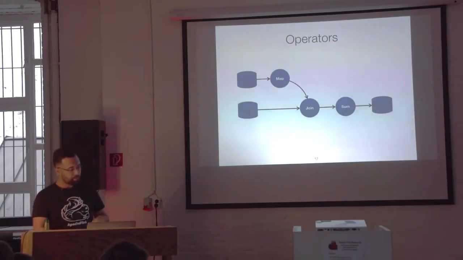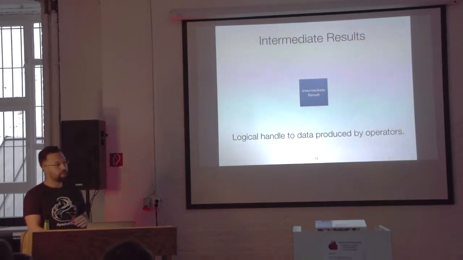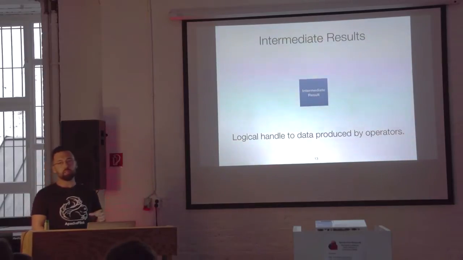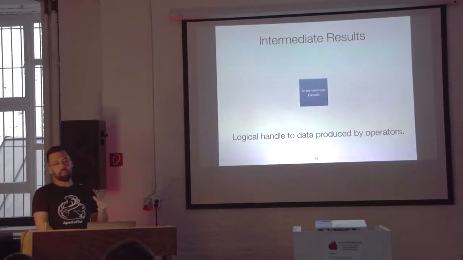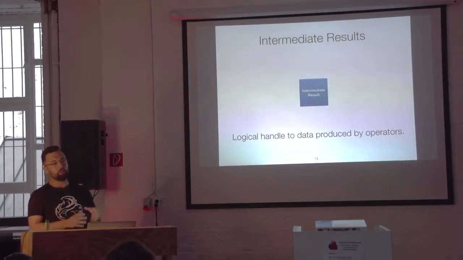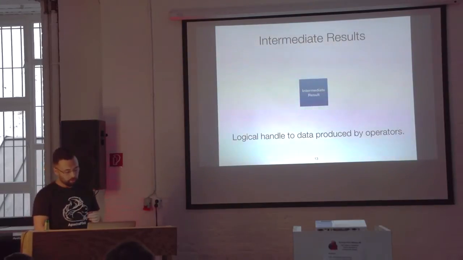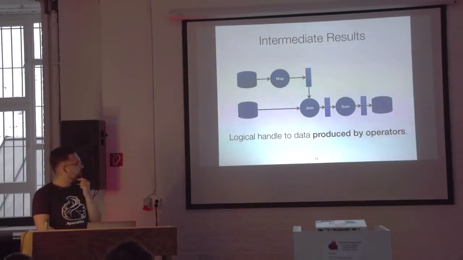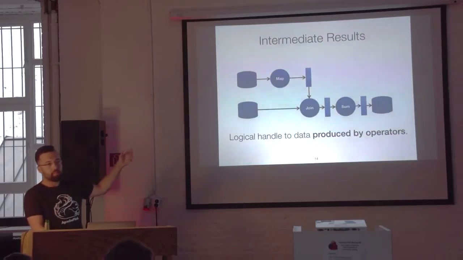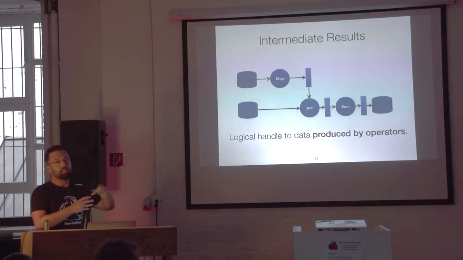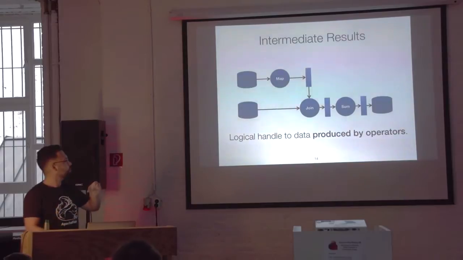So this is like half of the story, and the other half of the story are these intermediate results, which have been introduced to the runtime, I would say, end of last year. And they are a logical handle to the data produced by these operators. So if we go back to this picture, you see here that the operators produce results, and these are now a first-class citizen in Flink. So what this means, I'll tell you in a minute.